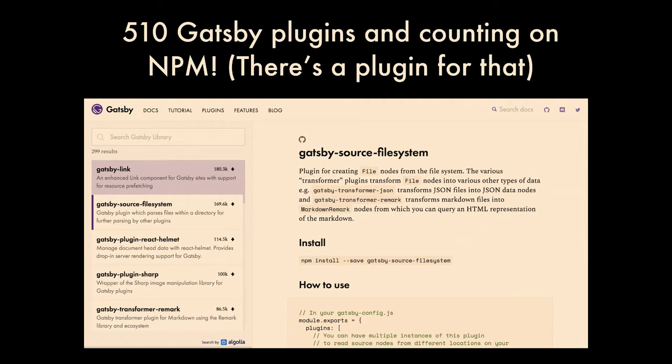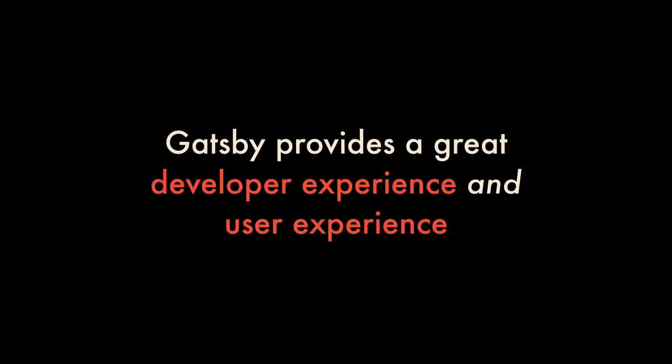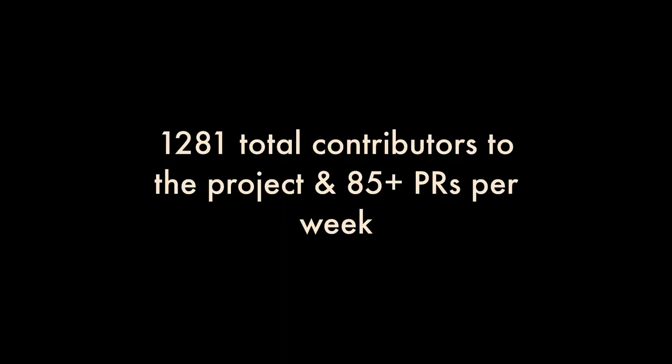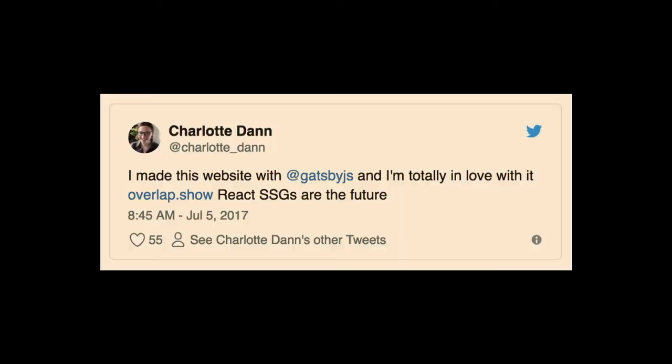Counting source plugins and other plugins, there are now 510 different plugins. That was 2017, and since then the community has been growing really strong. GitHub stargazers keep going up. As mentioned earlier, we have over 1,000 contributors now, and 85 PRs a week.